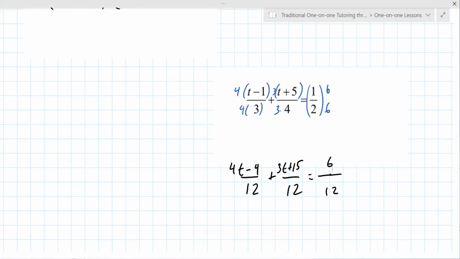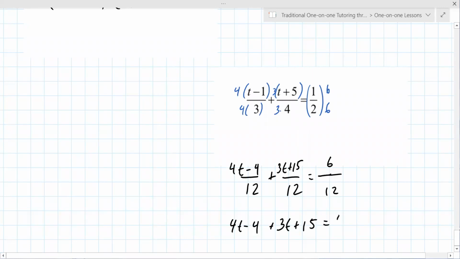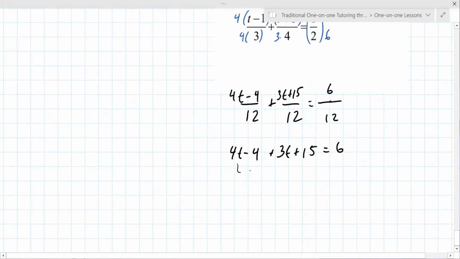And do you remember what I said in an earlier problem when we did this together? Just get rid of the 12. Yes, you can just ignore them. 4t minus 4 plus 3t plus 15 equals 6. So these combine, that's 7t plus 11 equals 6. Subtract 11, 7t equals minus 5, t equals minus 5 over 7.